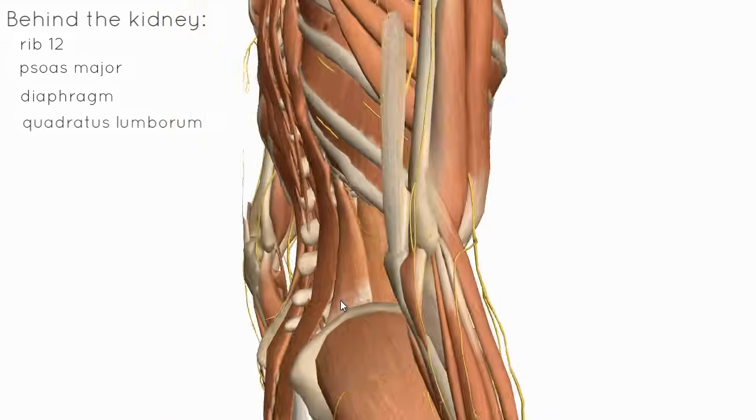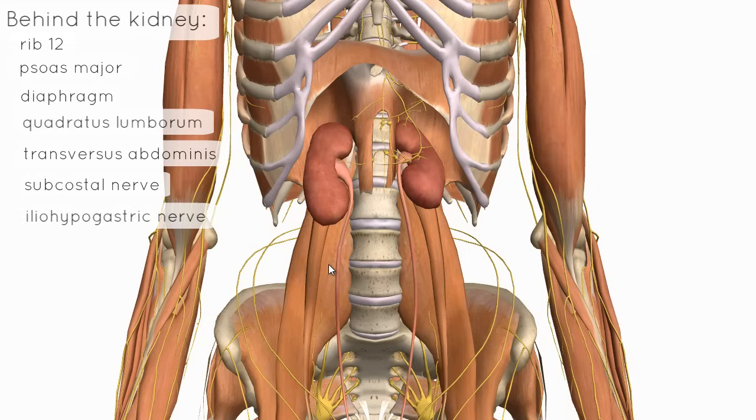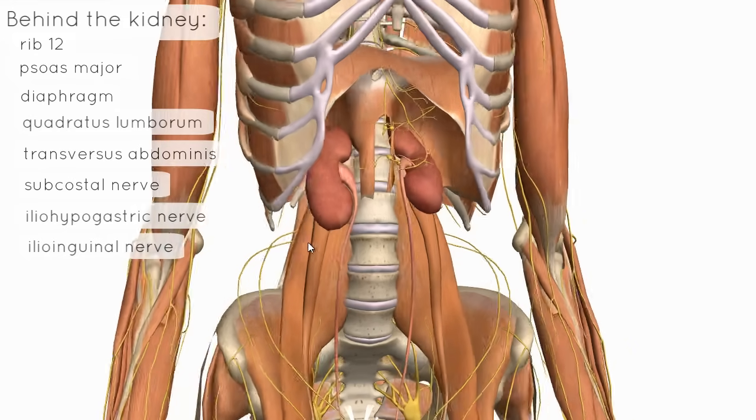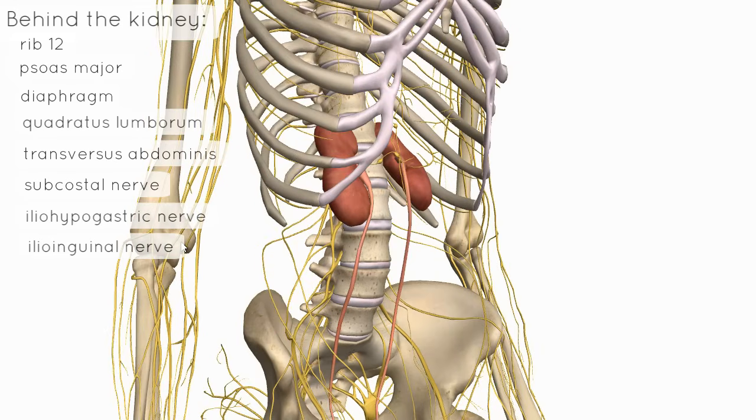If I rotate it around to the front, you can see that the quadratus lumborum is hidden because the psoas major is so big in this model. And then you've also got the transversus abdominis muscle, which is not shown in this model. And then you've got a couple of nerves: the subcostal nerve, the iliohypogastric nerve, and the ilioinguinal nerve. You can see the iliohypogastric and the ilioinguinal nerve here. So that's what lies behind both the kidneys.